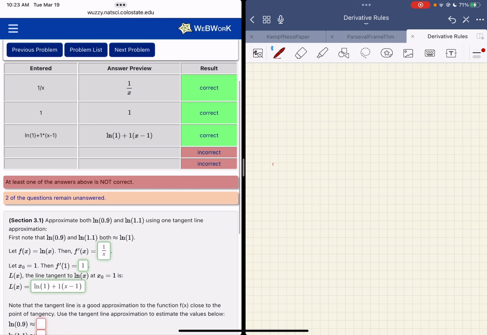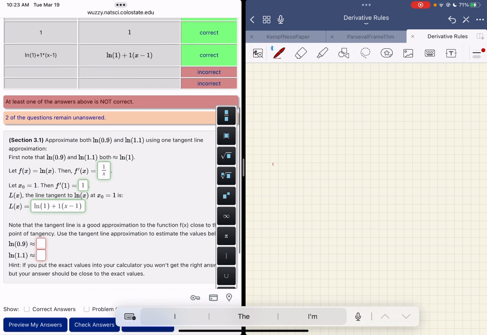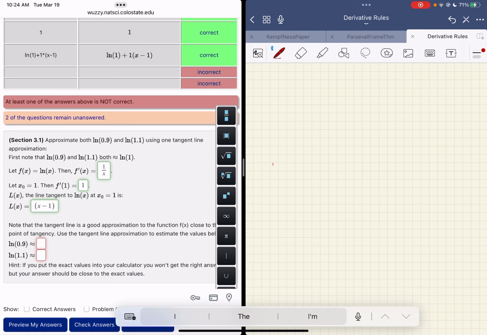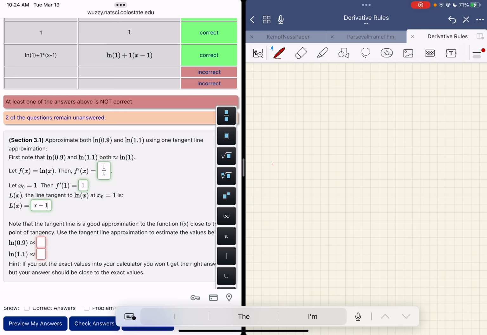It just hides the fact that this is actually a much easier equation. It's actually 0 plus all that stuff. So let's make it 0 plus all that stuff. And in fact, wait, 1 times something, well, that's just the something to begin with. So this is our linear approximation. It's just x minus 1. That's all it is. Okay, so if I plug in 0.9, I have 0.9 minus 1. That's minus 0.1. And if I have 1.1, well, I do 1.1 minus 1. That's 0.1.